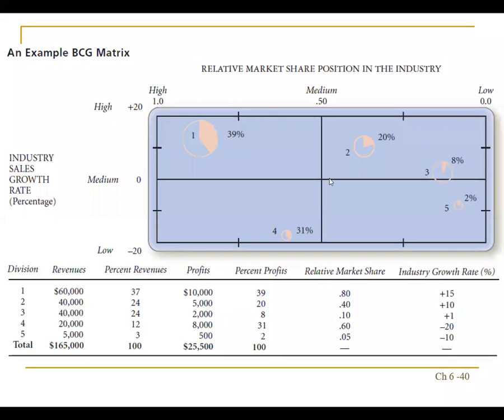Okay, in the last class we finished the relative market share position in the industry and industry sales growth rate in a simple example of the BCG matrix. And you saw how we can compare these two and how we can locate our firm, our organization, or our project into this square box.